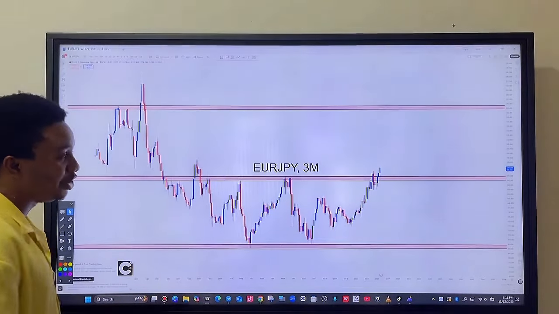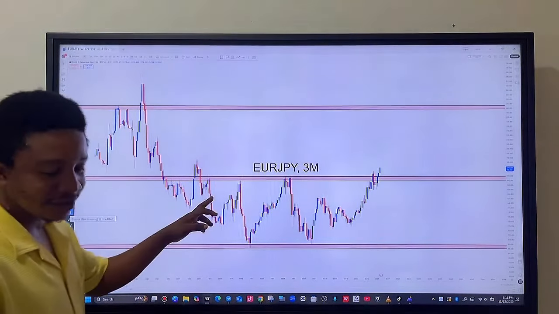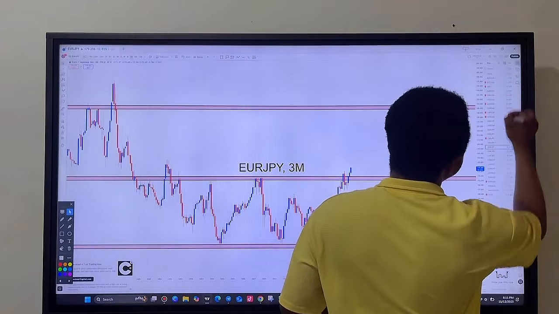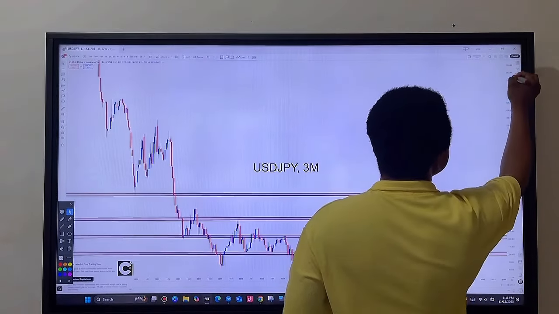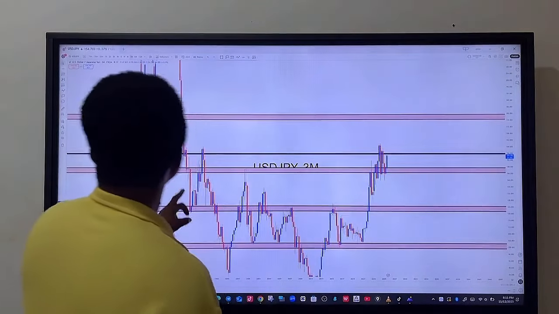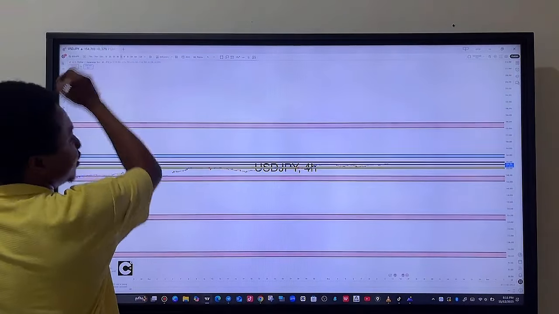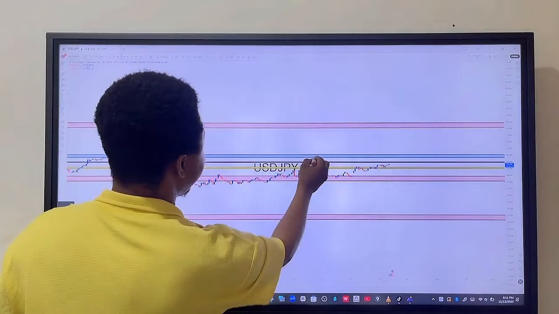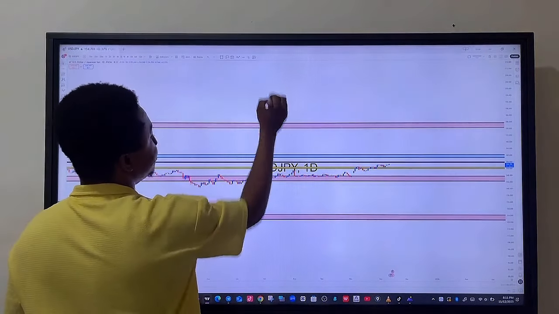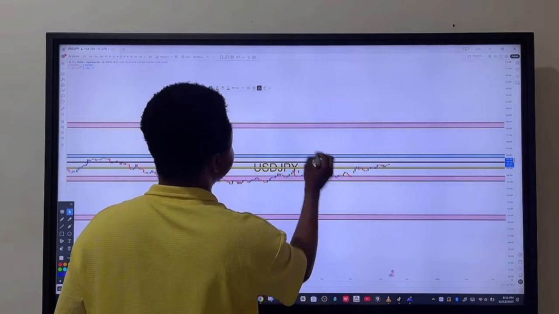Hold on, let me check. Okay, I think USD JPY, sorry. UJ is USD JPY rather. So USD JPY, let's begin with the breakdown of this pair.